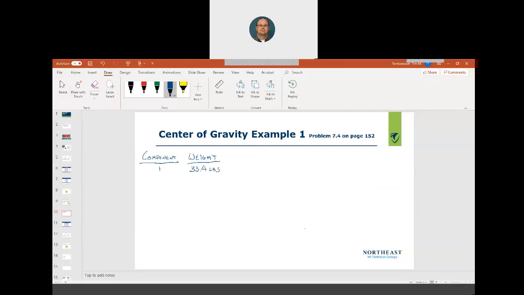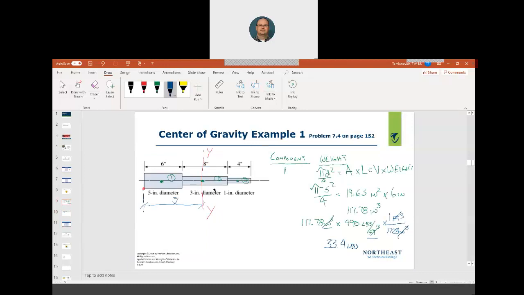Okay, component 2. We have a 3-inch diameter cylinder. So same process, except instead of a 5 here, I'm going to put a 3 here and go through the same process, so I'm not going to write that out. All right, so pi times 3 squared divided by 4.